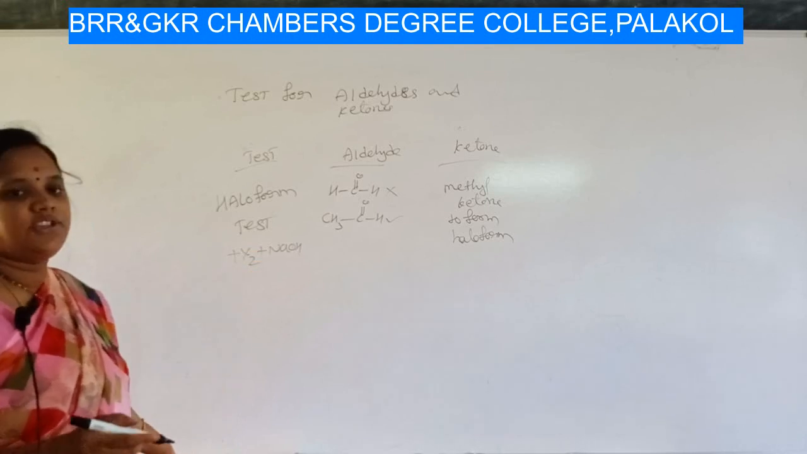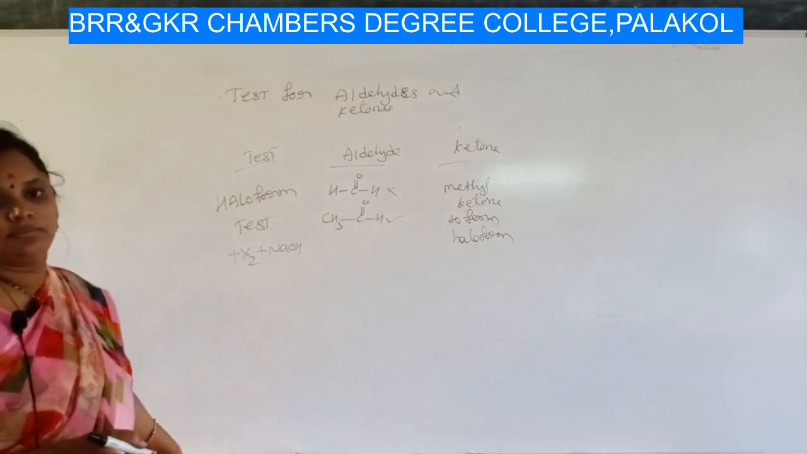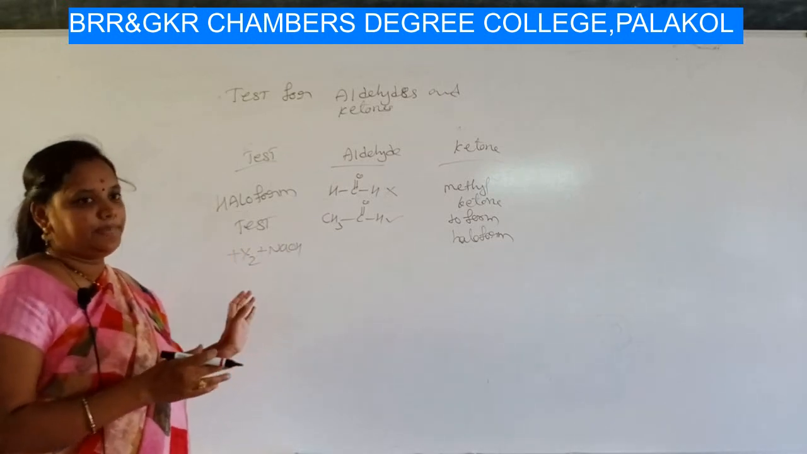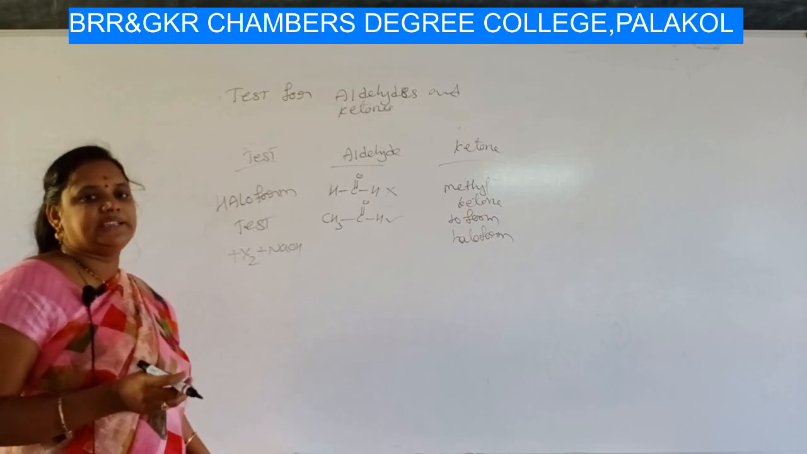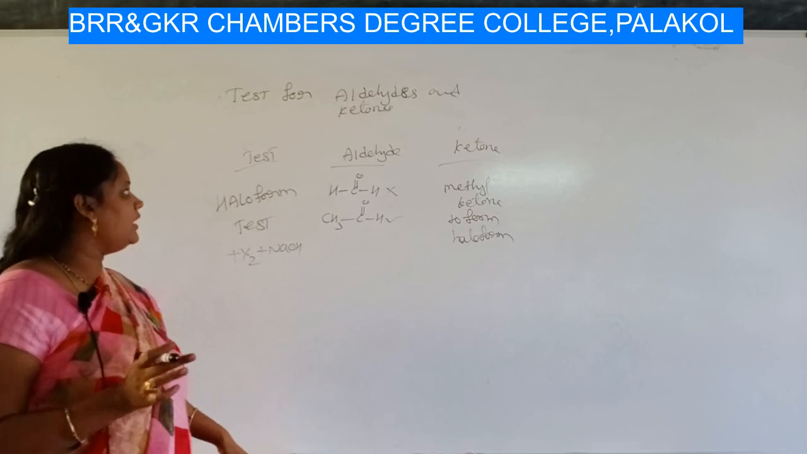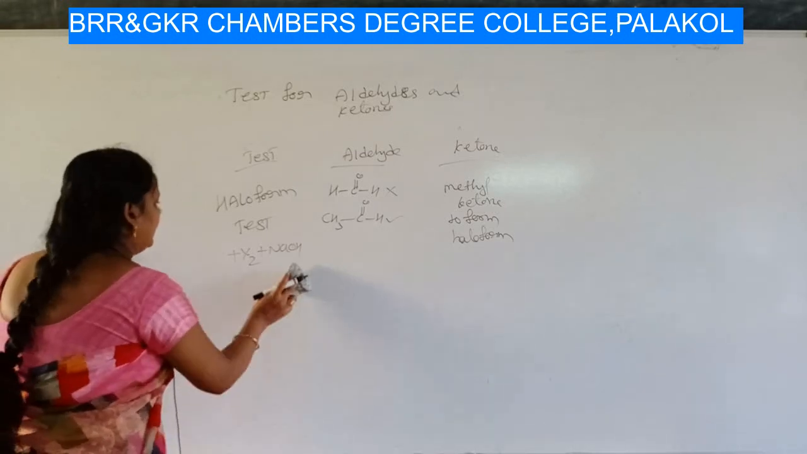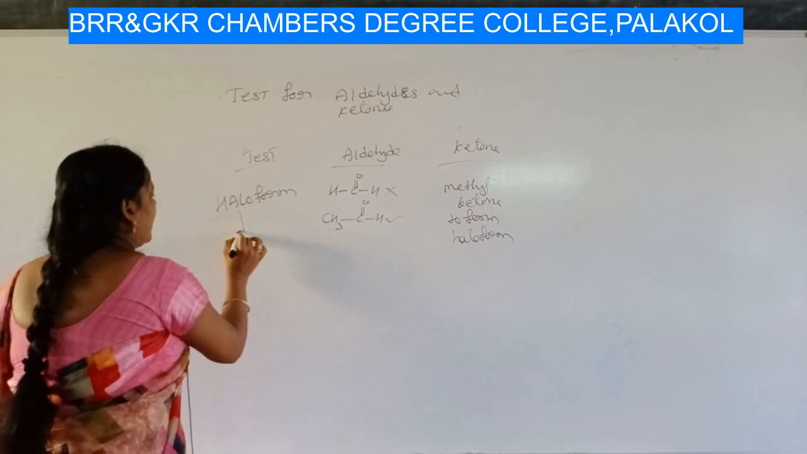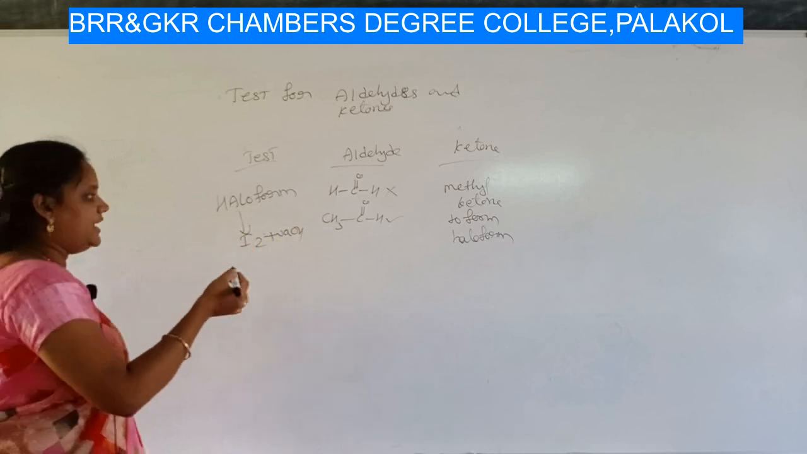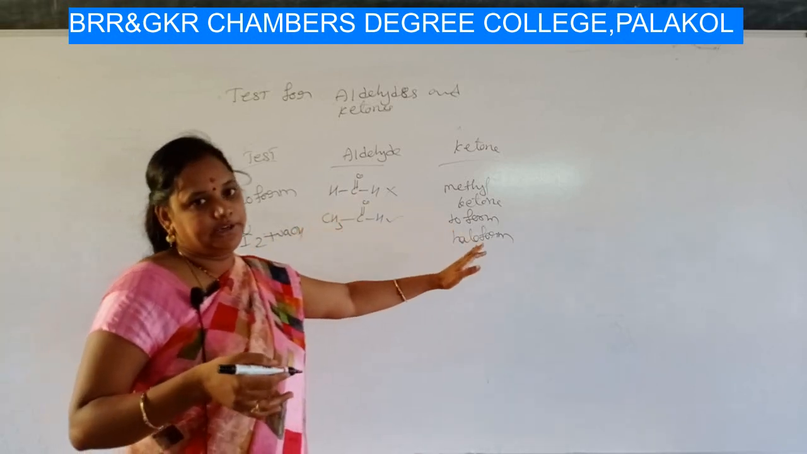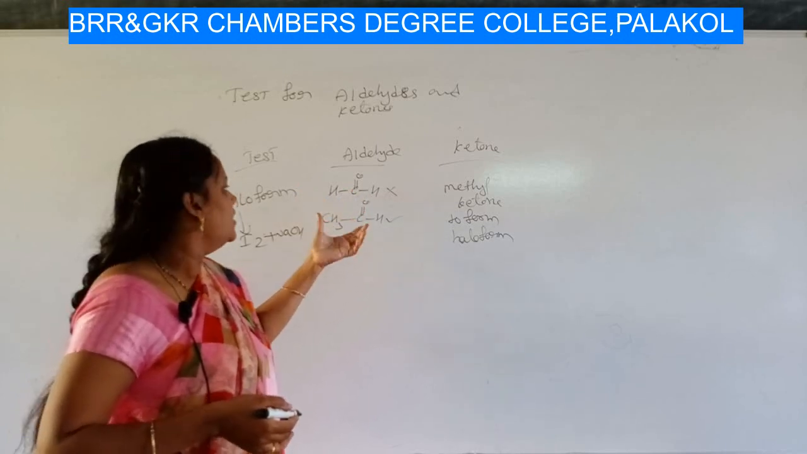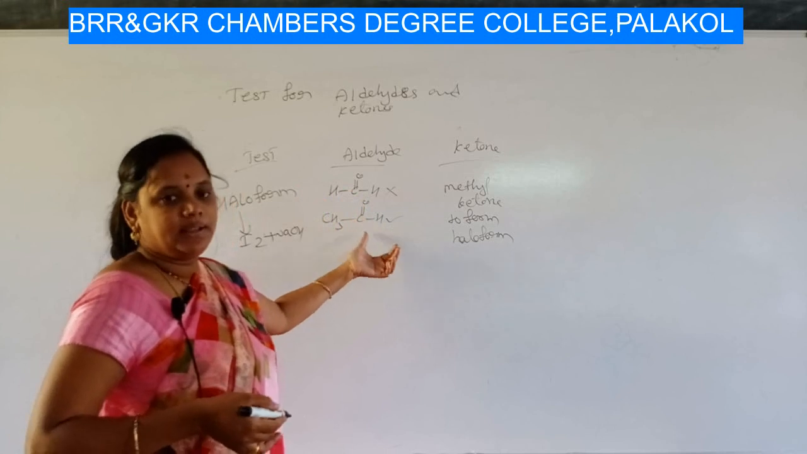In the laboratory, generally we do the test with iodine. We take aldehyde and add iodine to that and a base. Yellow color precipitate is formed, which indicates the formation of iodoform. You add iodine and a base to aldehyde or ketone. Formaldehyde does not give it because a methyl group has to be present. So acetaldehyde will give this test.